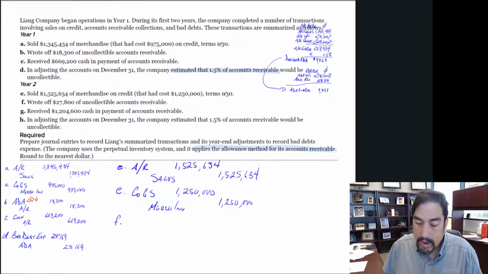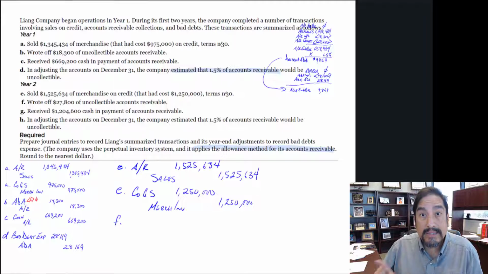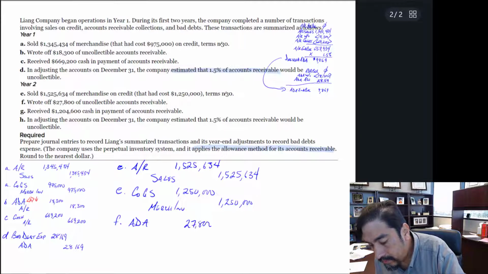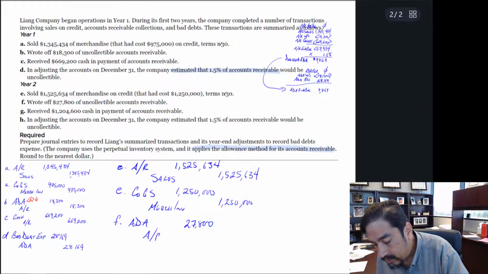F. We wrote off $27,800 in uncollectible accounts receivable. So if this were direct, this is where we would record bad debt expense. But this is not direct, this is an allowance method. Specifically, this is percent of receivables method. So we're going to hit the ADA account. We're going to use up some of our ADA account for $27,800, and pull it out of accounts receivable.